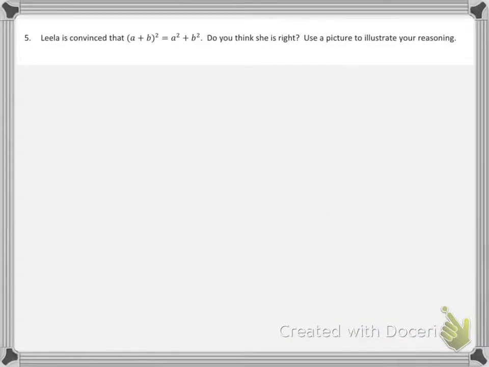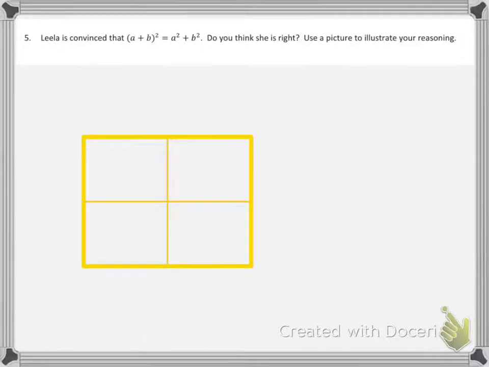All right, number 5. Leela is convinced that a plus b squared is equal to a squared plus b squared. And we're going to see if she's right. And we're going to do that by creating an area model. All right, so I've got our grid ready for us. So in order to multiply a plus b times a plus b, we're just going to write that over here. A plus b times a plus b. And then we can find the products for each of the squares inside.